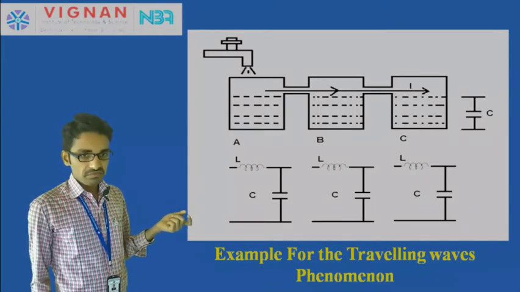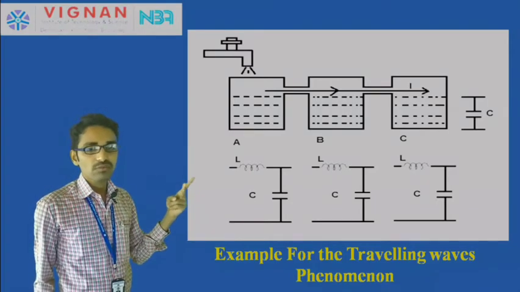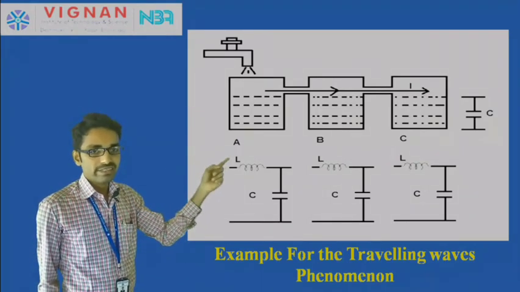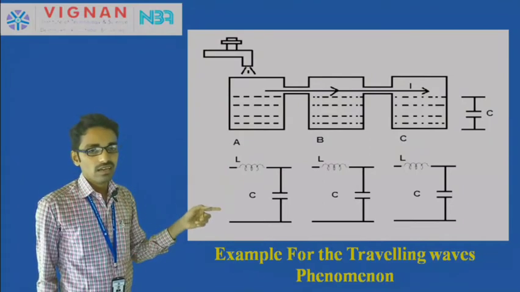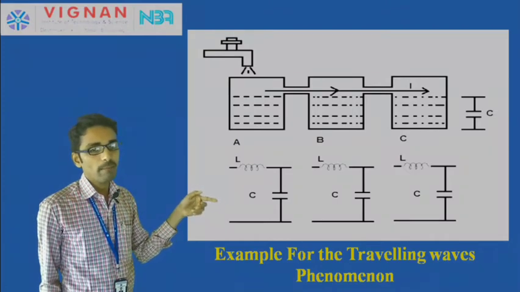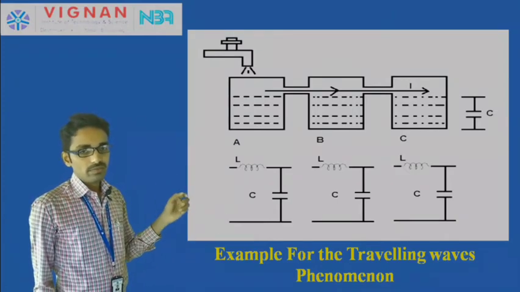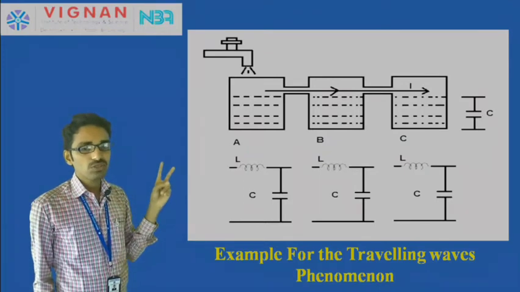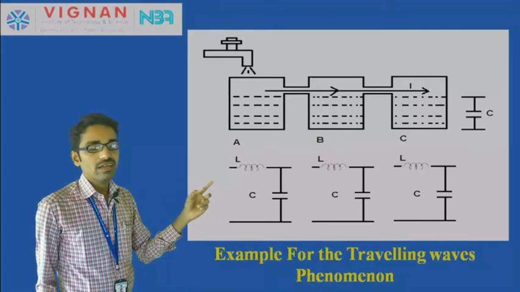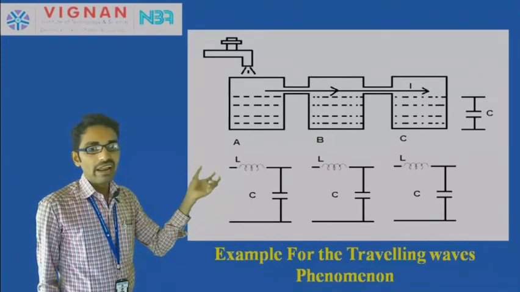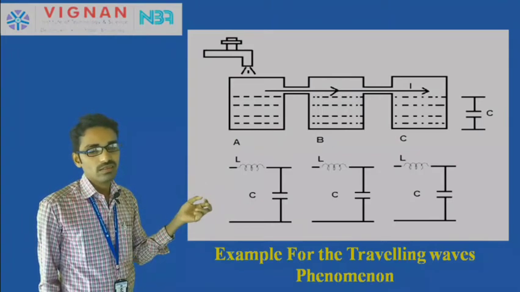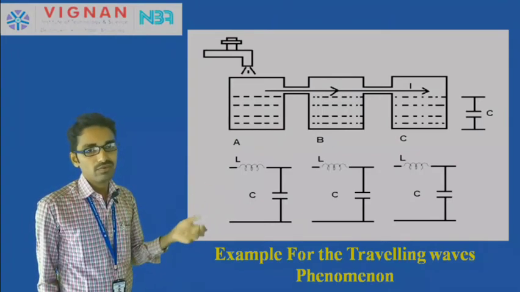So, here two waves are going to be produced. One is the current wave, which is associated with the inductor, and the other wave is the voltage wave, which is associated with the capacitor. So, here you have two waves moving on the transmission line slowly, so that L and C are continuously getting charged because of those two travelling waves.